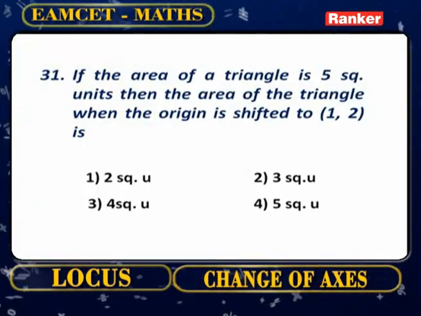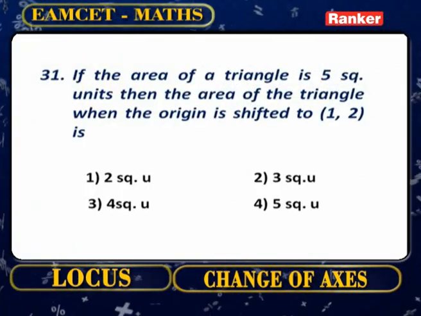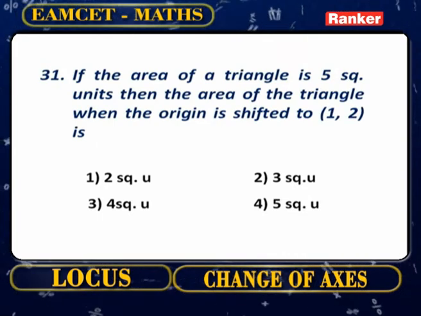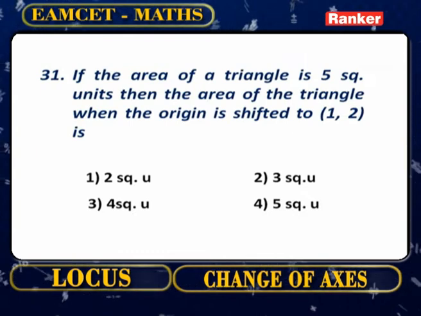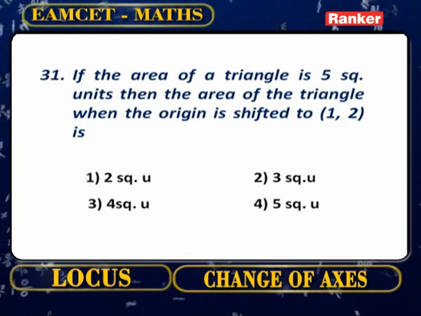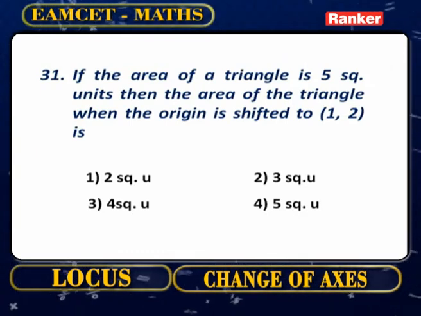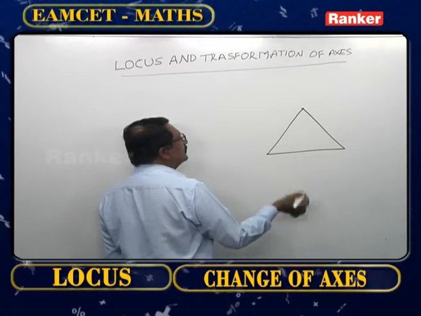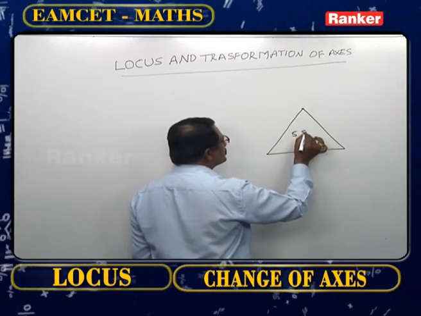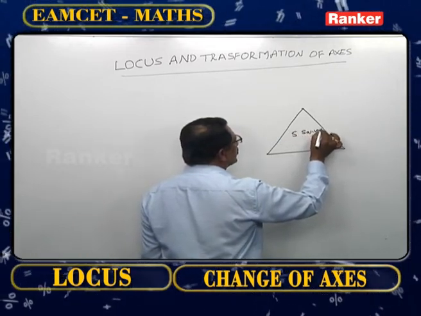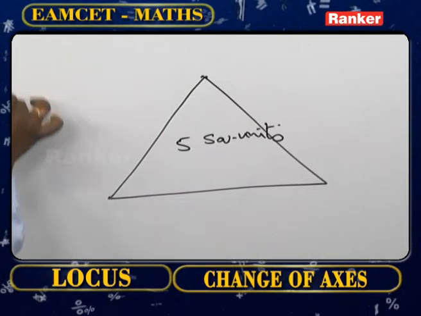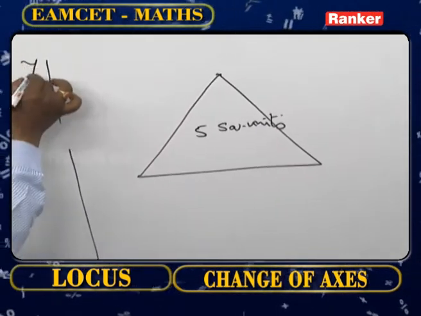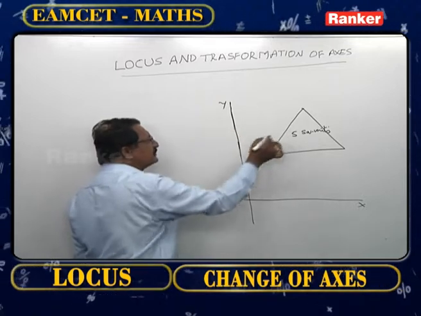Next, if the area of the triangle is 5 square units, then find the area of the triangle when the origin is shifted to (1, 2). The area of the triangle is given as 5 square units with respect to the original axes, x-axis and y-axis.